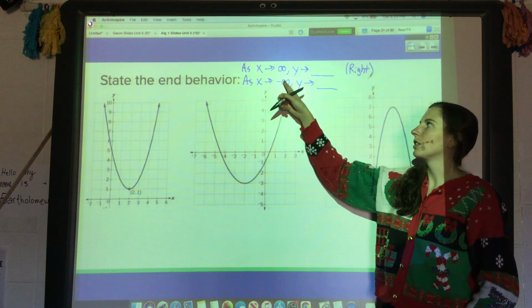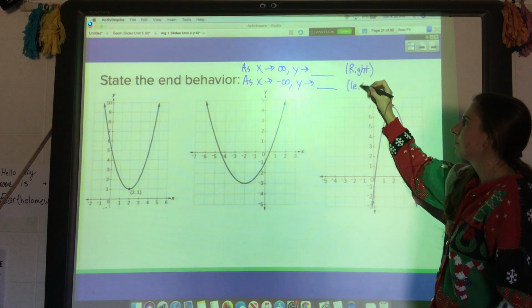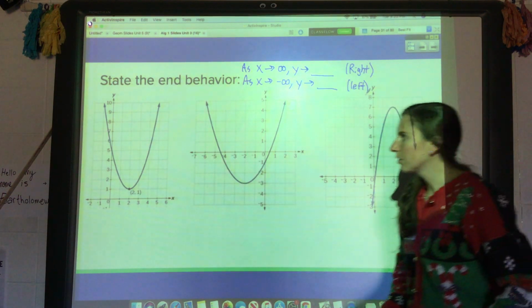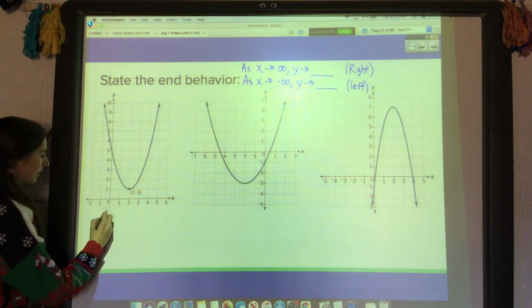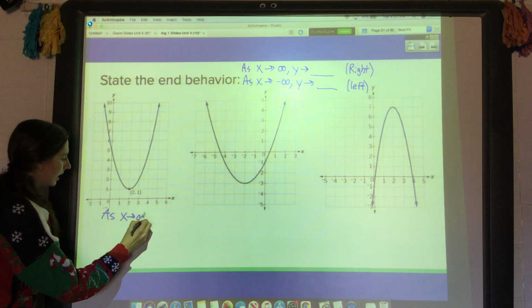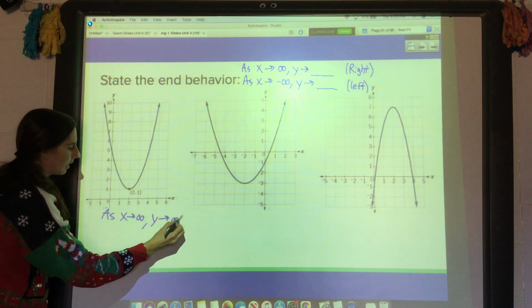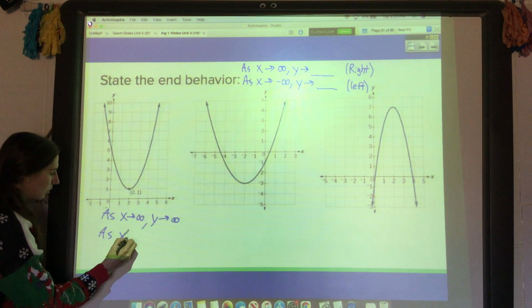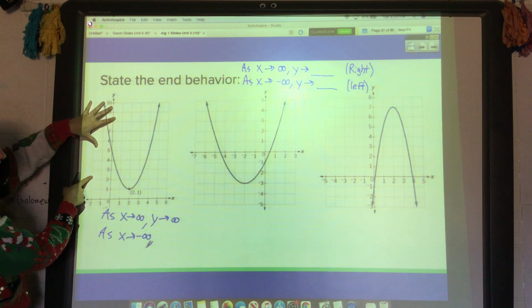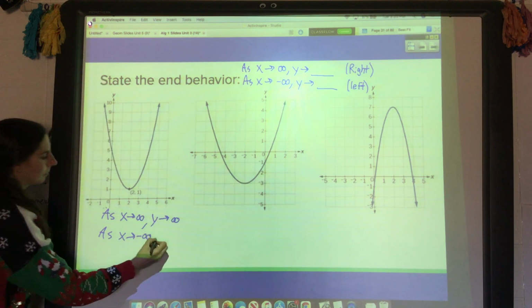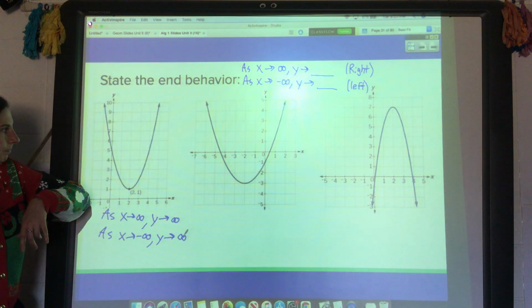And as x approaches negative infinity is that way. So it's just saying what's happening on the left side of your graph. On this first one, both of them are going up to infinity. So I would say as x approaches infinity, so as we go this way, it's going up. So y approaches infinity. And as x approaches negative infinity, so as we go this way and look at the left end of the graph, it's also going up. So y approaches infinity. They're both going up to infinity.